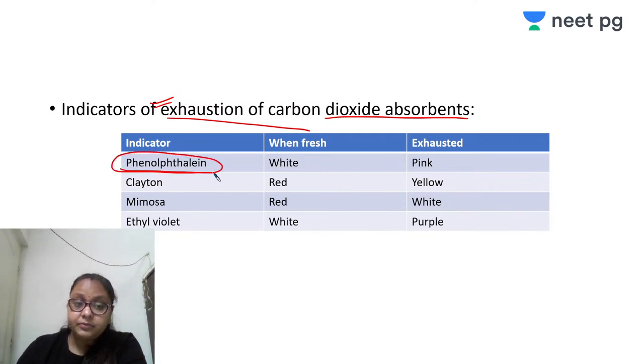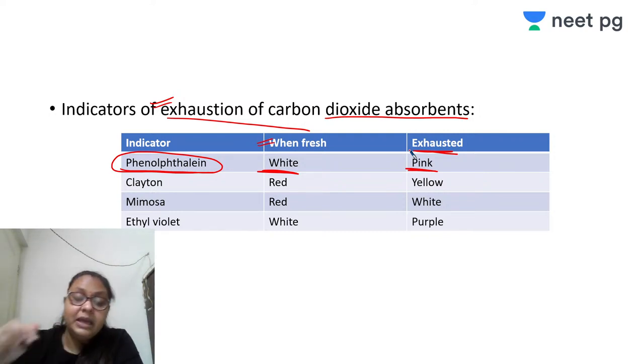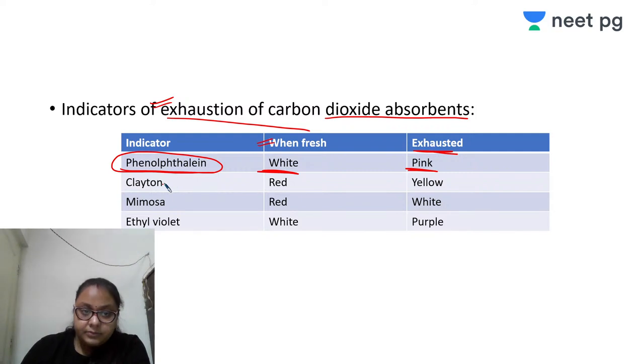The first indicator is phenolphthalein. When phenolphthalein is fresh, it is white in color, but when it is exhausted, it turns pink. Phenolphthalein balls come in white color when fresh, and when exhausted they turn pink.